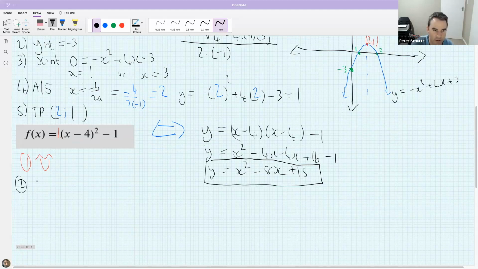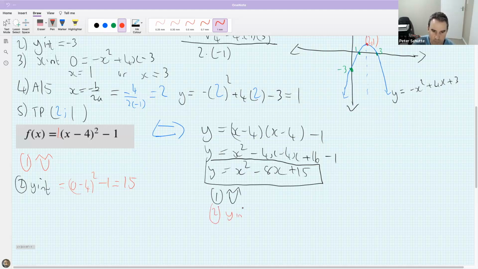I'll show you both approaches. So in this one, you can see it's happy. It's a bit harder to find the y-intercept when you leave it like this, but you know that you make x naught. So if you make x naught, minus 4 squared is 16, minus 1 is 15. If you have it in standard form, you know that the y-intercept is 15. So at least both ways give you the same thing.